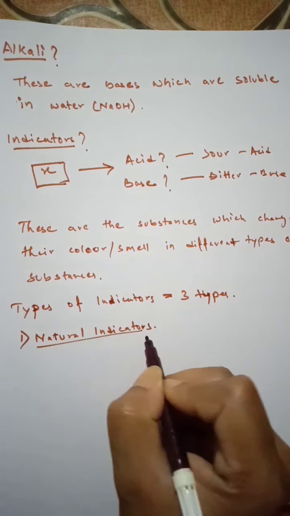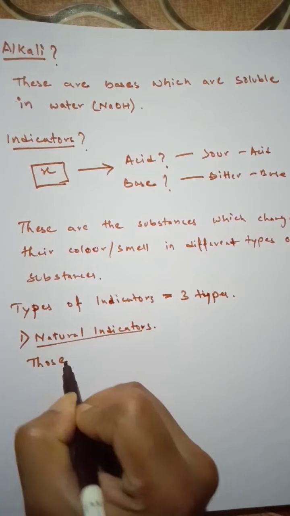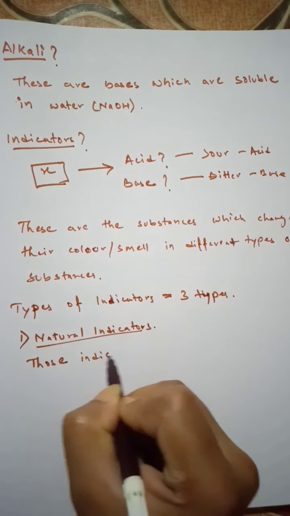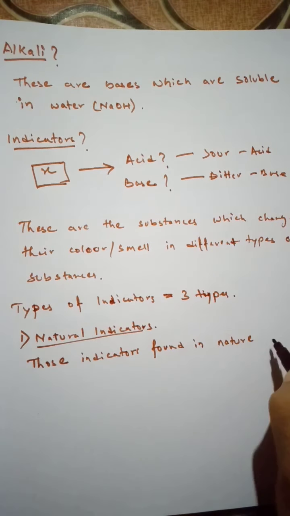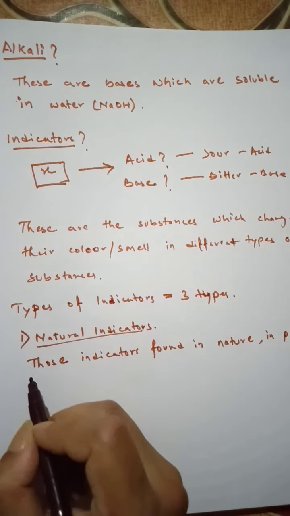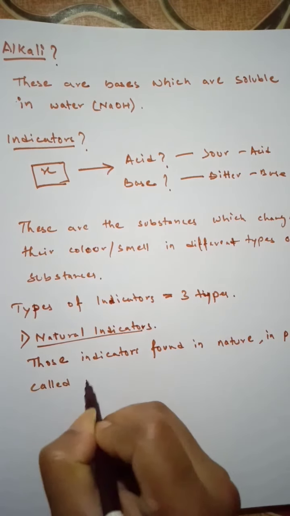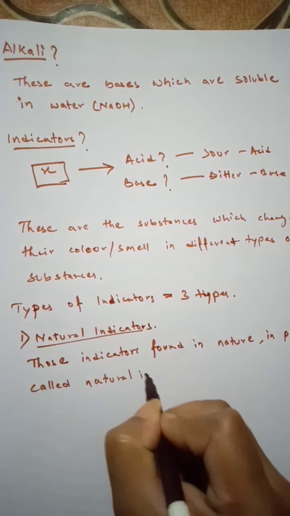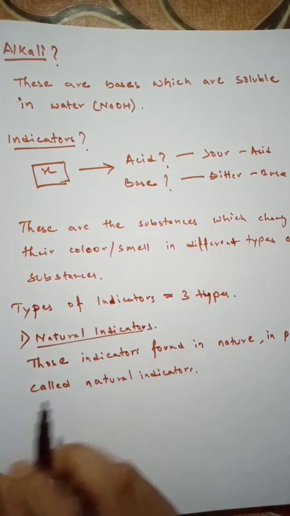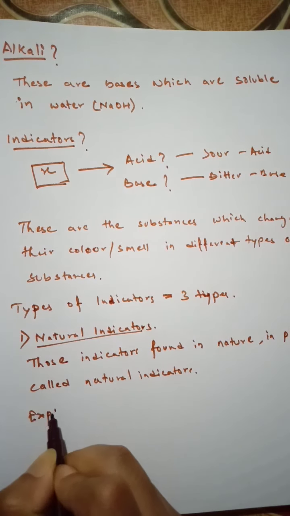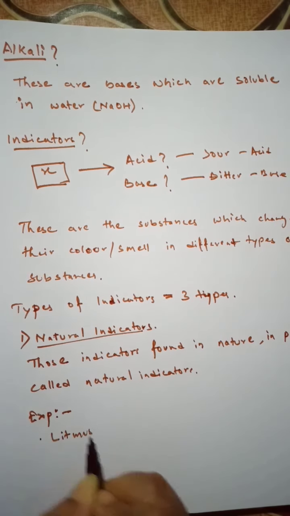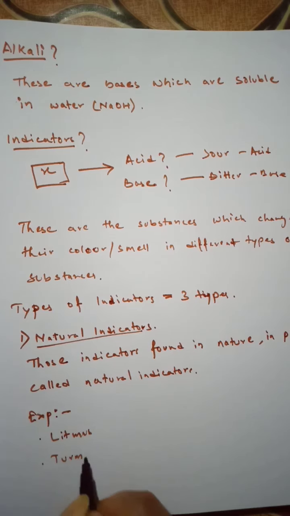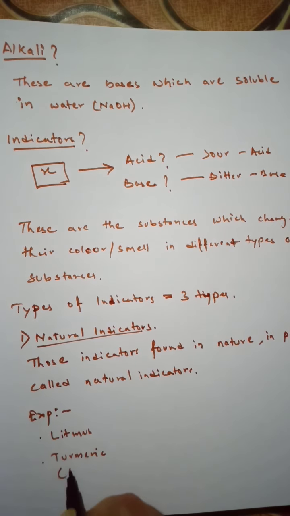Natural indicators are those indicators found in nature, we can say in plants. For example, let us take litmus and turmeric. In Hindi, turmeric means haldi.